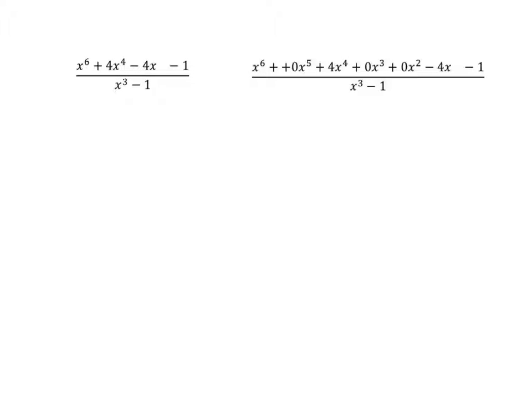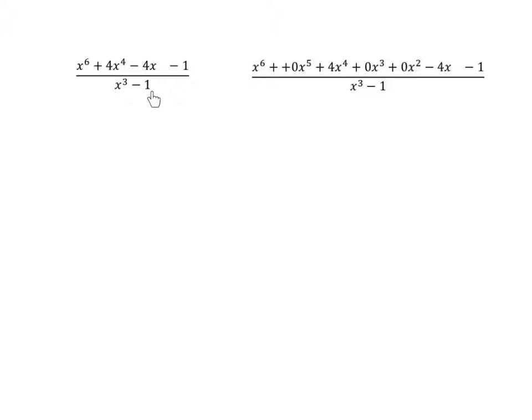Here is another example of long division that involves a missing term or missing terms on both the dividend and the divisor. As you can see, the dividend starts with x to the sixth. It's missing the x to the fifth term somewhere here. It jumps to x to the fourth, missing x to the third term somewhere here. Also, x to the second is missing somewhere there. And then it jumps to x to the first, 4x, and then add the constant.